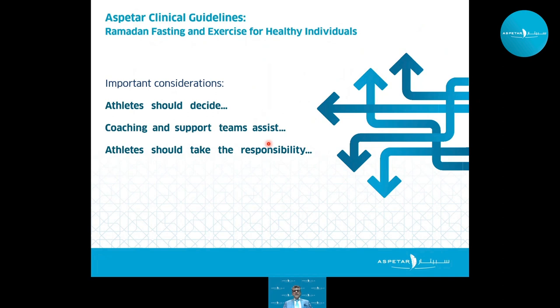So, in the clinical guidelines, I will go relatively quickly now. We say that the athletes should decide about their decision to fast or not to fast, how to deal with Ramadan. And as clinical support and coaches, we are here to support them. But at the end, it's the athlete that will take their responsibility. So please never try to interfere with an athlete deciding to fast instead of saying you should not. Something that some people do, you should say, you will fast, I will support you the best I can with all the knowledge I have, because I am an Aspetar staff and I have all the literature at my reach, so I know I can help.